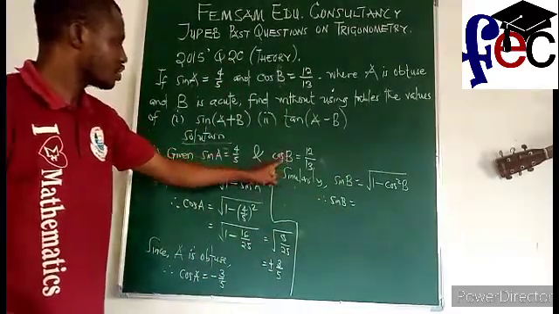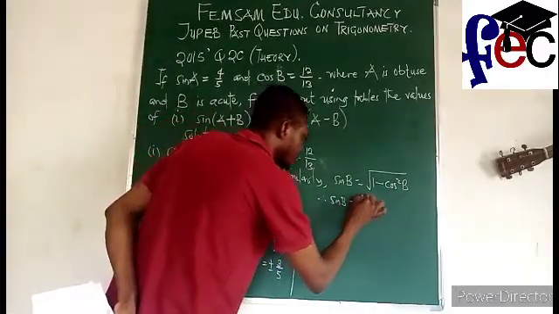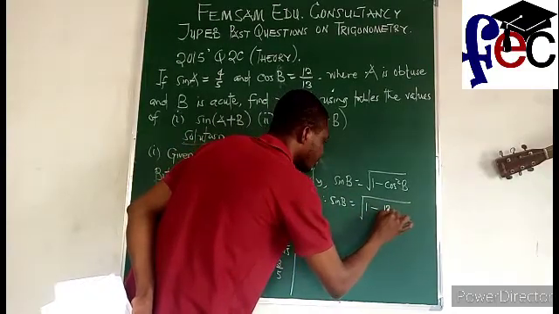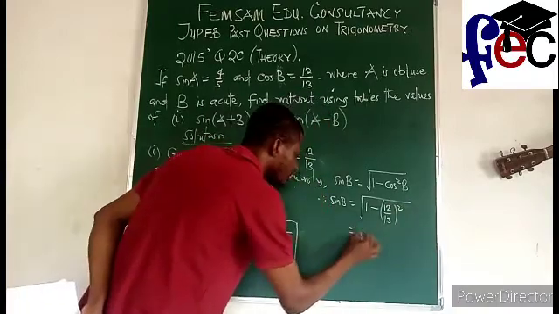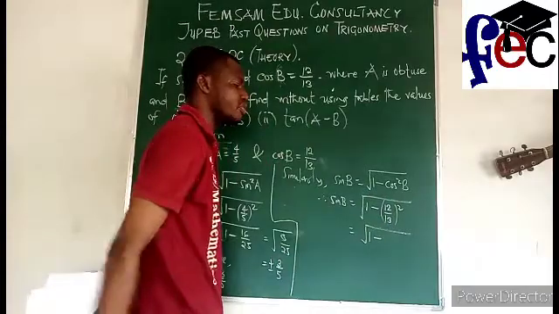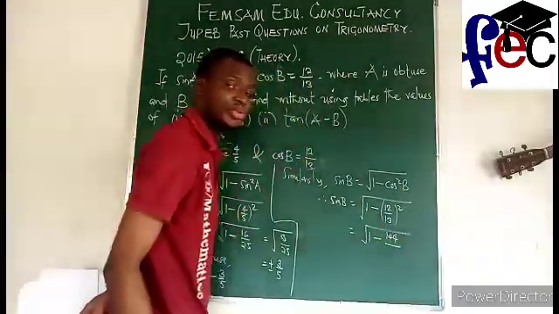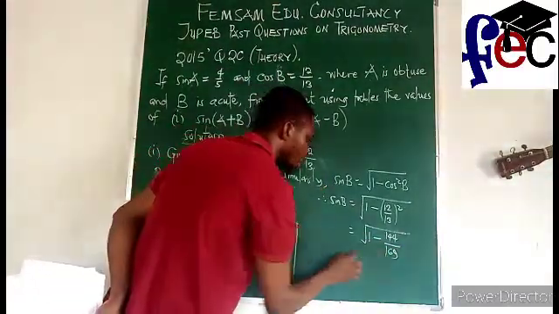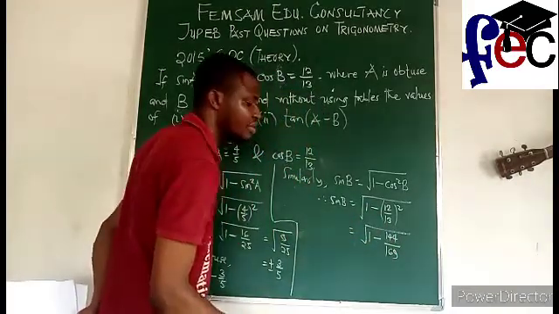We have been given cos B to be 12 over 13. So we can insert directly: square root of 1 minus 12 over 13 all squared. This will give us square root of what? 1 minus, what is the square of 12? 144. What is the square of 13? 169. So what is the subtraction of 1 and 144 over 169?